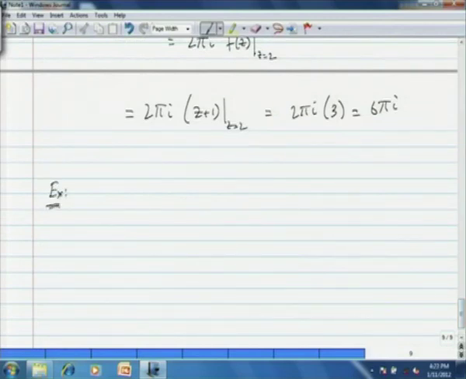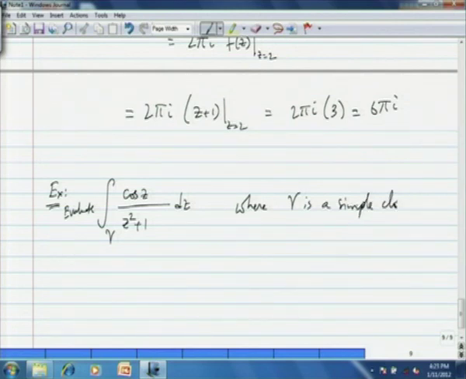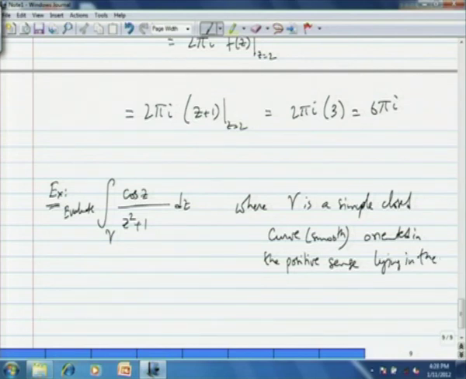Let us see another kind of computation of this sort. Consider, evaluate the contour integral of cos z divided by z squared plus 1 dz over gamma, where gamma is a simple closed curve, smooth, let us say, oriented in the positive sense, lying in the upper half plane.